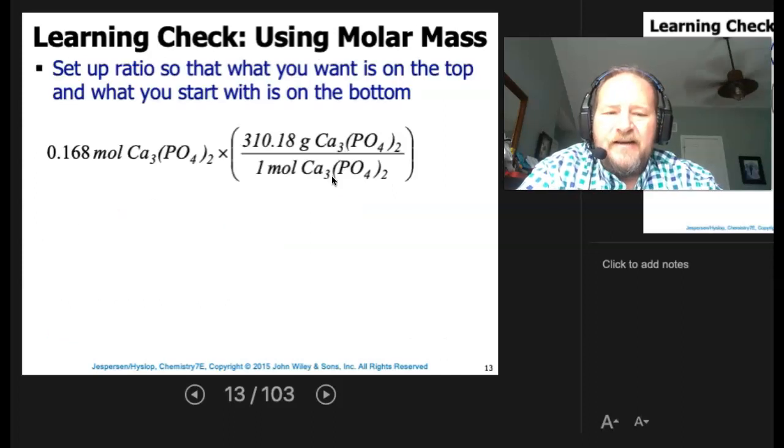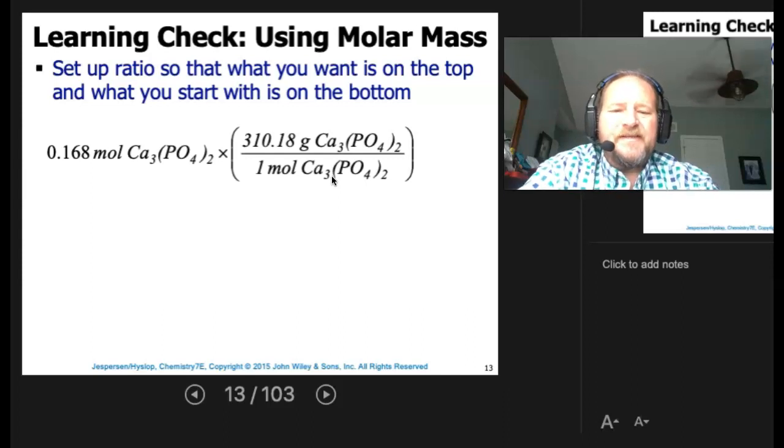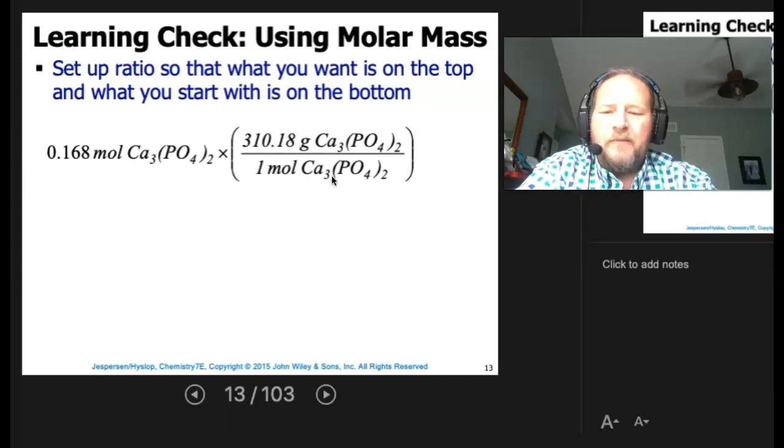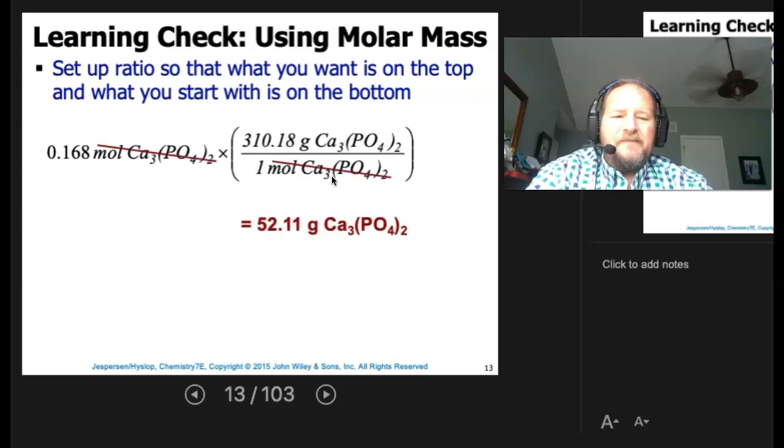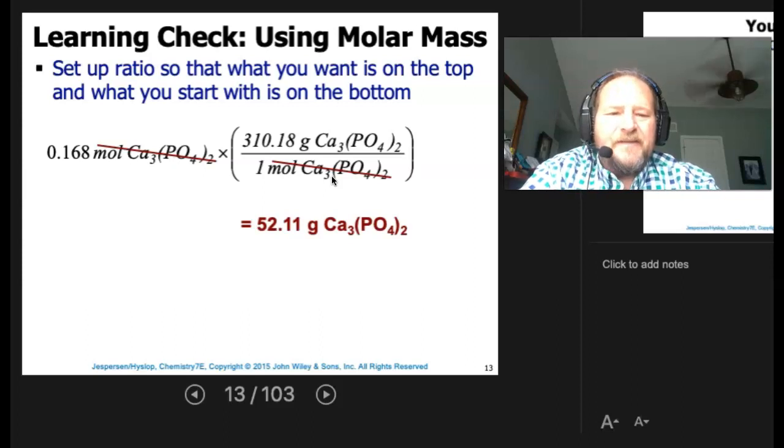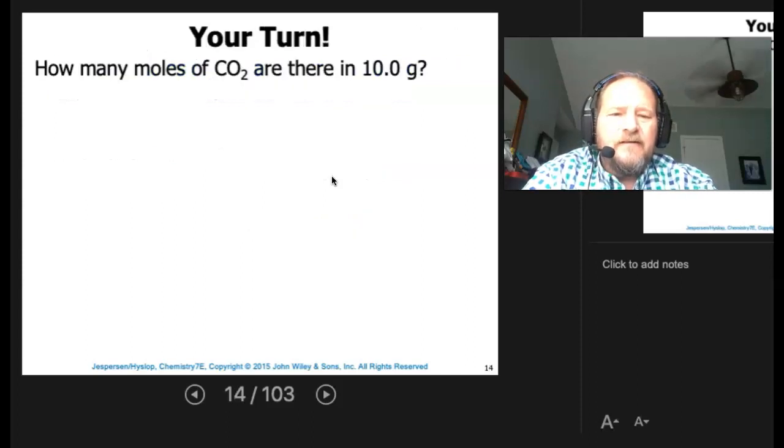Now, using that, I'm going to set up my equation. This time I want mass to be in the answer, and I want moles to be eliminated. So I'm going to put moles in the bottom so it can cancel out with the question. It's going to leave me with a mass, and that mass is going to be 52.11 grams. Again, you can get that mole flow chart off of the D2L if you'd like. Maybe that'll help you out with that.